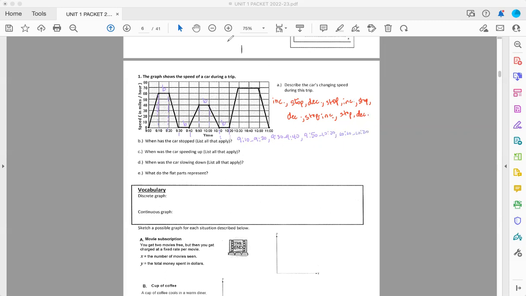The third part of the question is, when is the car speeding up? So when is the graph going upward? And we can see that the graph is going upward here. It's going upward here, and it's going upward here. So technically, there are 3 intervals. Those are X intervals, okay?